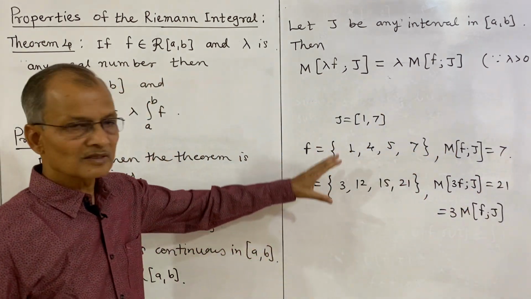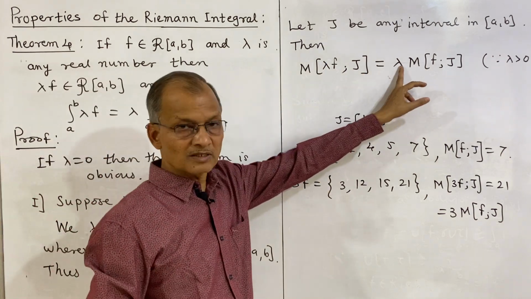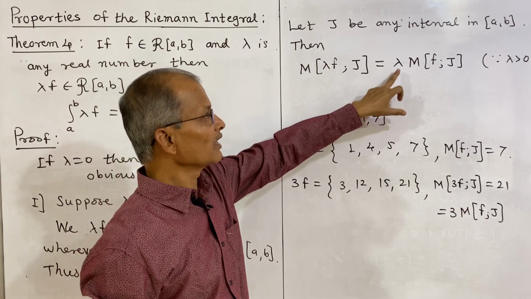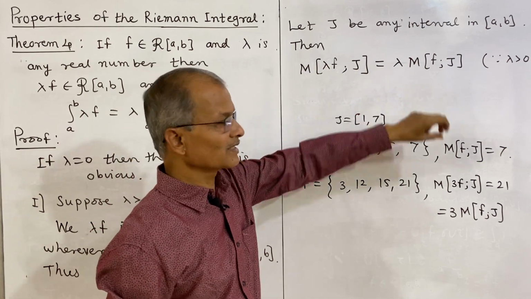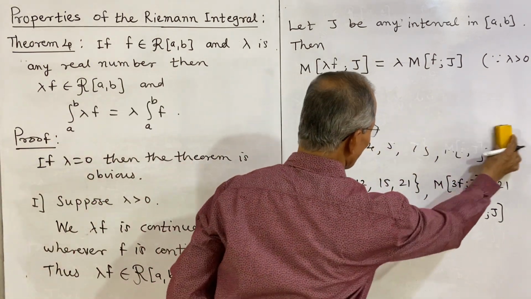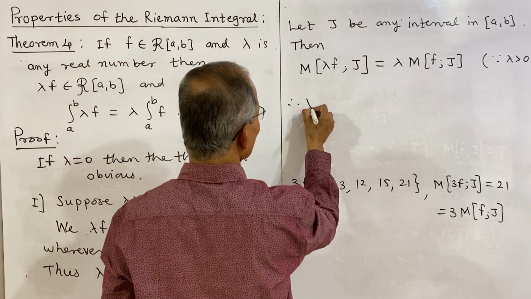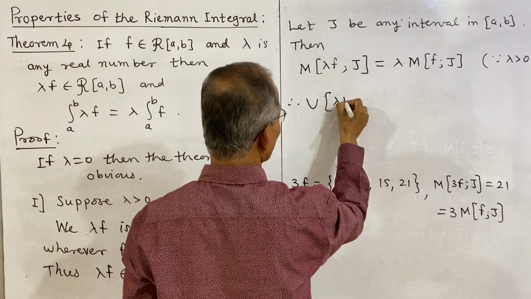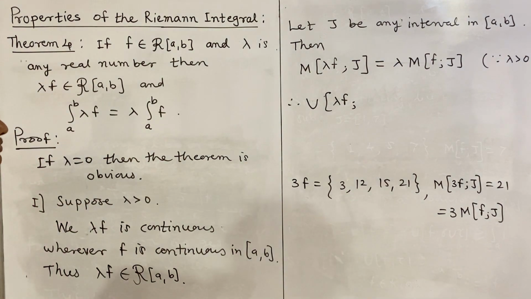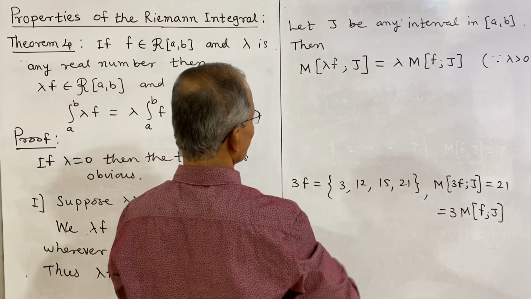So this is easy to understand, and it is possible because lambda is positive. It is a constant, and we can consider lambda times the maximum value of the function f over j. And in terms of the maximum value, we define the upper sum. Therefore, for the upper sum of lambda f, let sigma be a subdivision of the interval a to b.